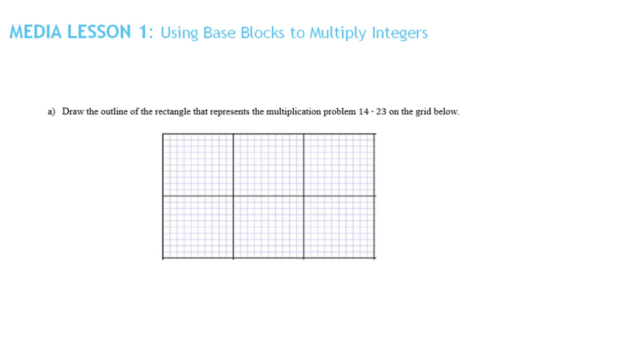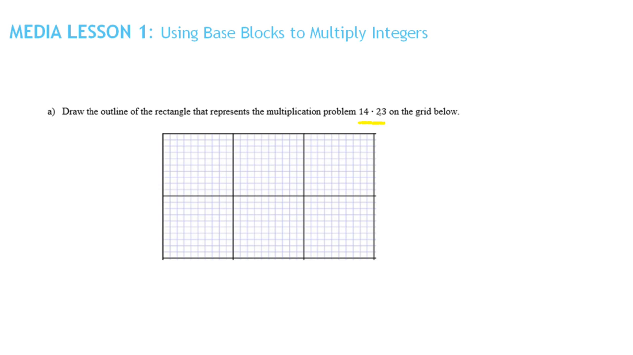In this video, we're going to learn how to use base blocks to multiply integers and then connect that to the formal algorithm that you probably learned when you were younger. Okay, so first, we're going to use the area model, and it says draw the outline of the rectangle that represents the multiplication problem 14 times 23 on the grid below.